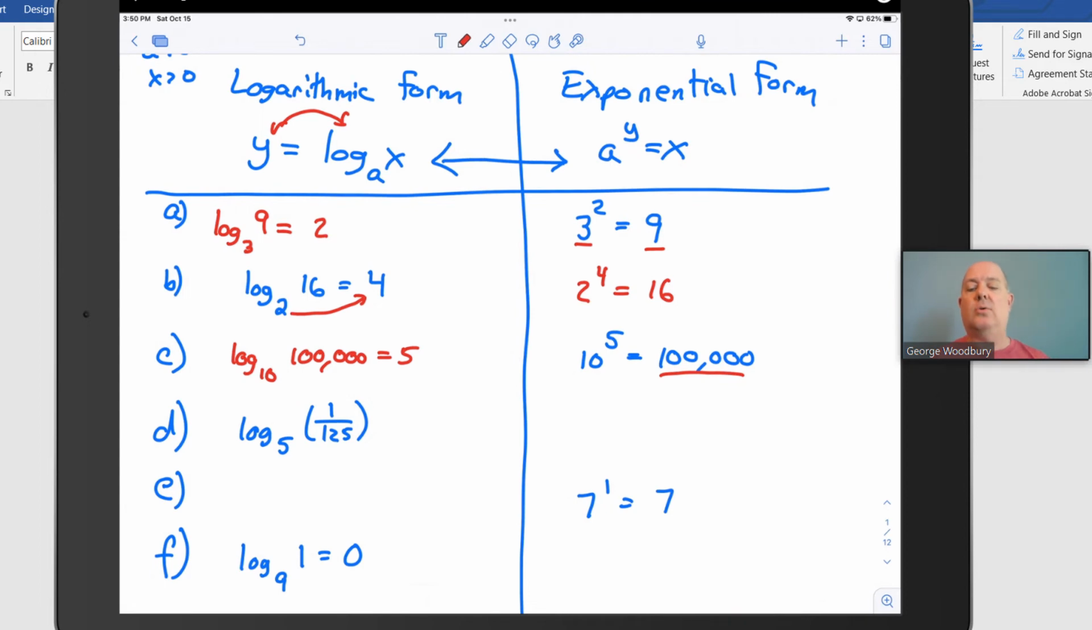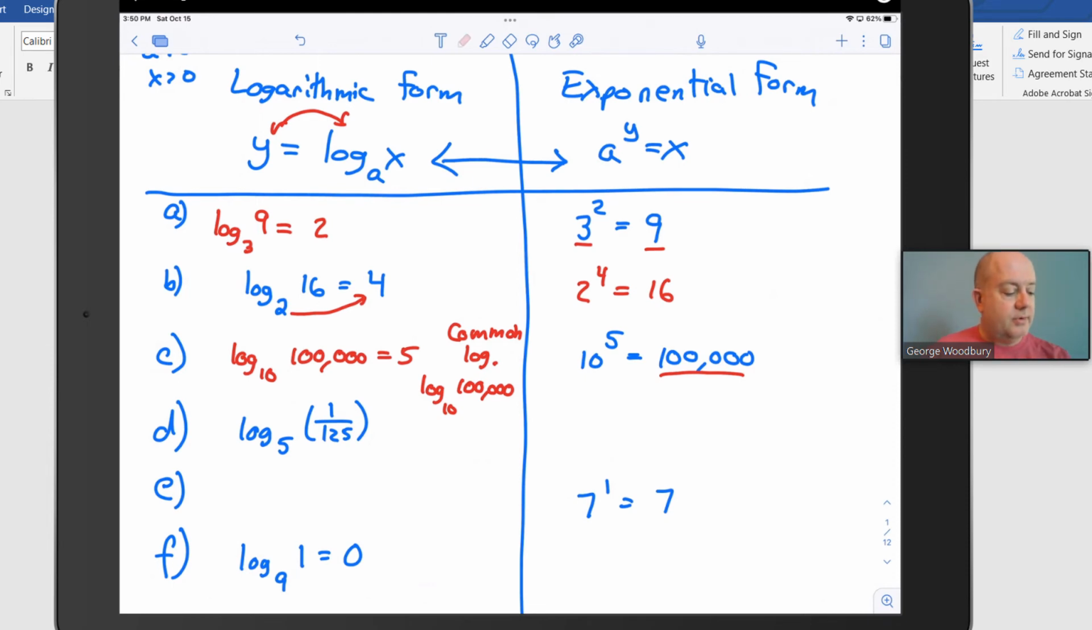One thing about log base 10, this is called the common logarithm. And often we'll see it written without the base at all. So when you see log 100,000, it's understood that there is a 10 there. There's another one that we don't write the base for, but we'll talk about that in an upcoming section.